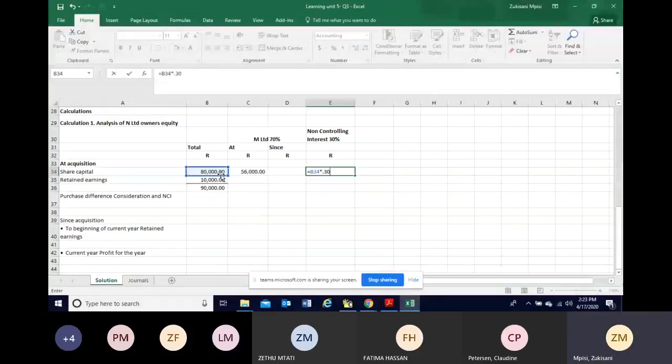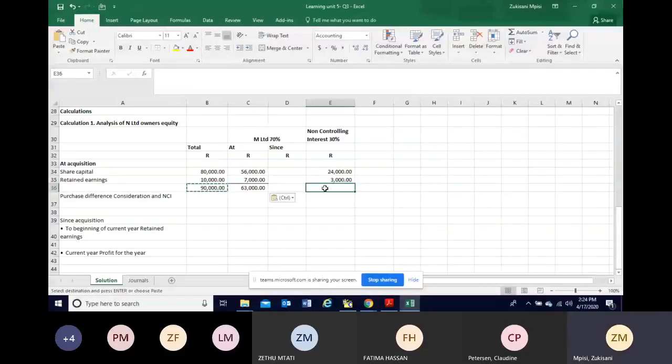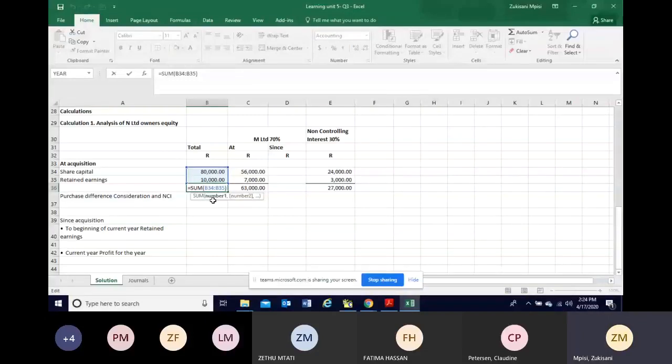Retained earnings, in a similar way, we apply the percentage of share, which is 70% for the parent, and for the non-controlling interest, it's then 30%. So these are the totals that we've had. At acquisition, retained earnings 10,000, share capital 80,000 makes 90,000. For the parent, the share is 63,000, and for the non-controlling interest 27,000.